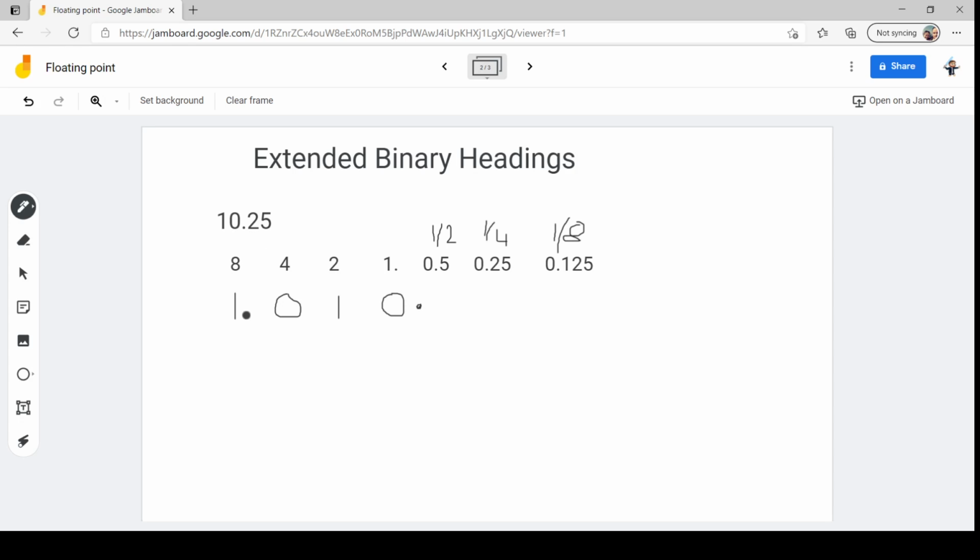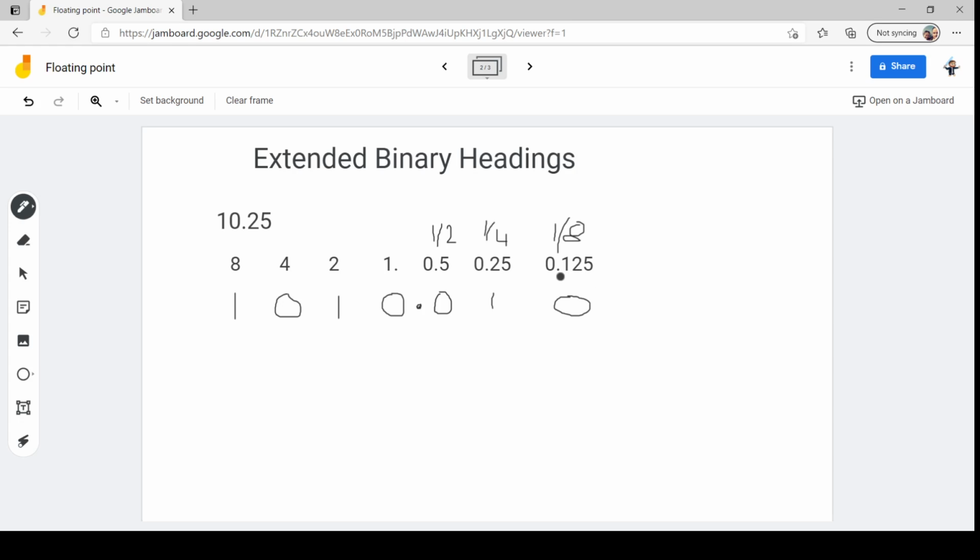10.25 in binary is 1010.010. 1010 being 10, and this here being 0.25. So this is 10.25, and that is how we extend our binary headings. Instead of doubling, we are halving each time we go along.